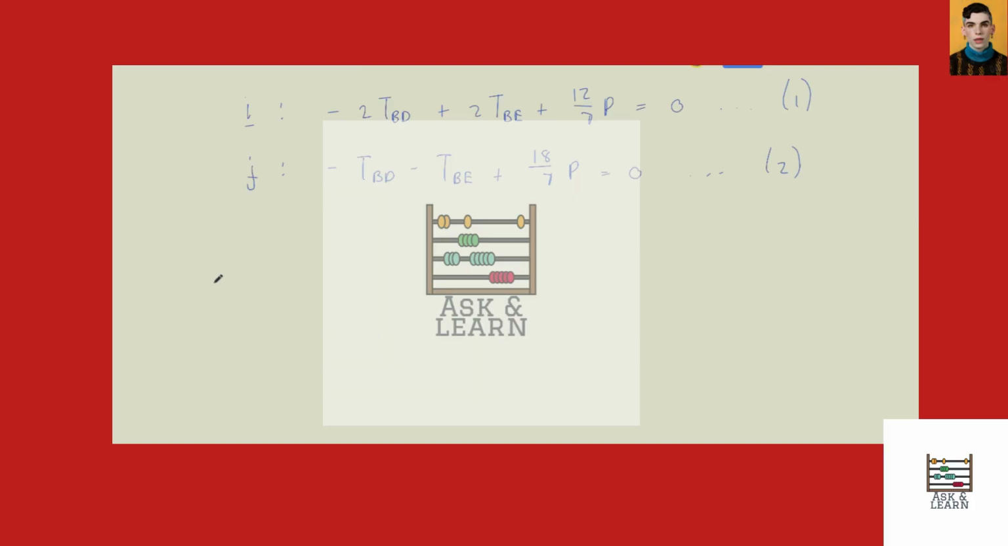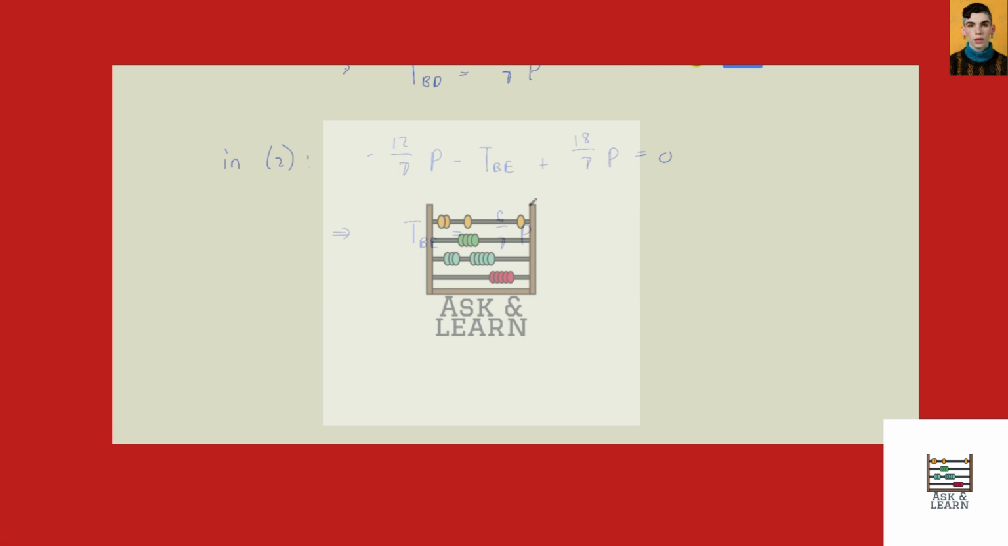Now, we take equation 1 and add it to twice equation 2, and we get minus 4TBD plus 48 over 7 times P is equal to 0, which means we get an expression for TBD in terms of P. So TBD is equal to 12 over 7 times P. And if we go back into equation 2, we get minus 12 over 7 P minus TBE plus 18 over 7 P is equal to 0, which means now we can find TBE in terms of P. So TBE is equal to 6 over 7 times P.